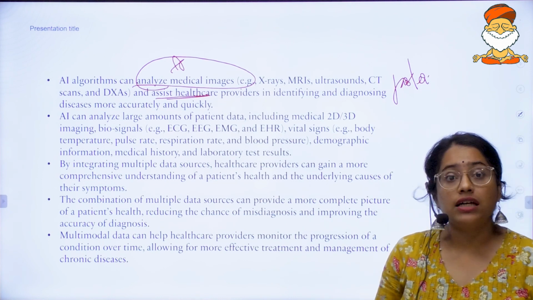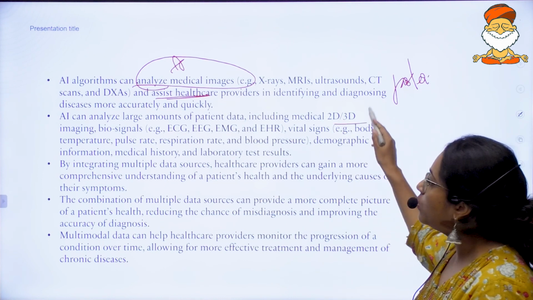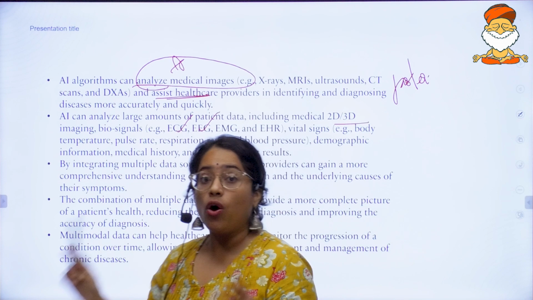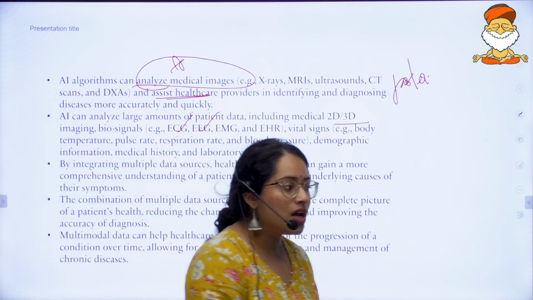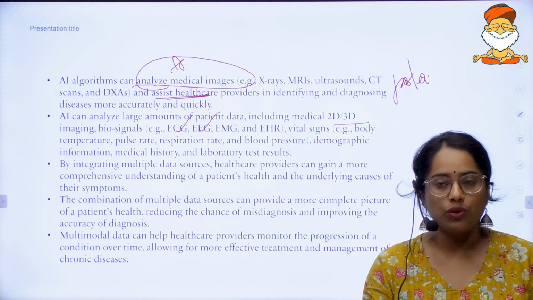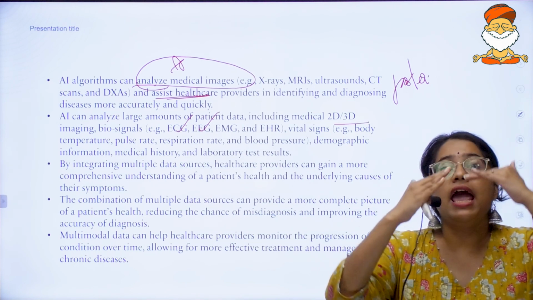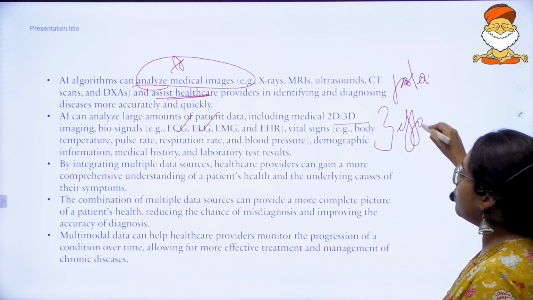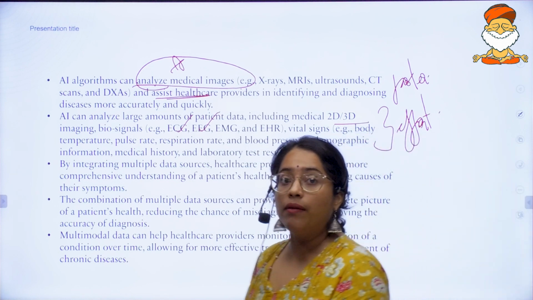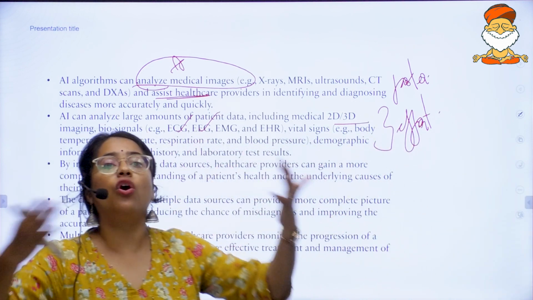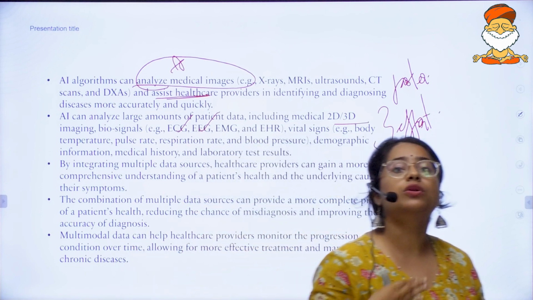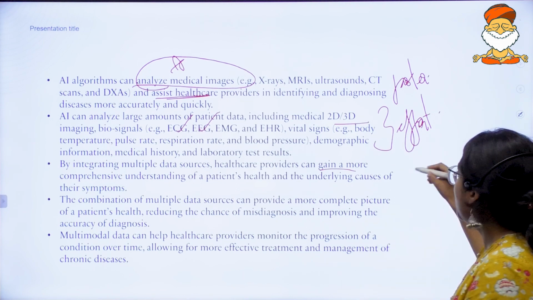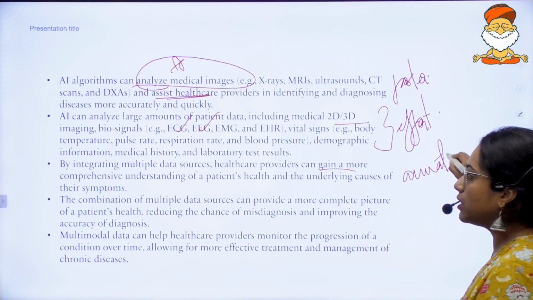AI can analyze large amounts of patient data, including 2D and 3D imaging, biosignals, which are ECG, EEG, EMG, any of these signals, along with temperature and heart rate. So whatever a singular doctor can do, or an expert group of doctors can do, AI can multiply the effort involved. So more effort. Then finally, because AI can see the patterns across the board, it will be able to predict in a better manner what exactly could be the problematic cause. So it can be more accurate.